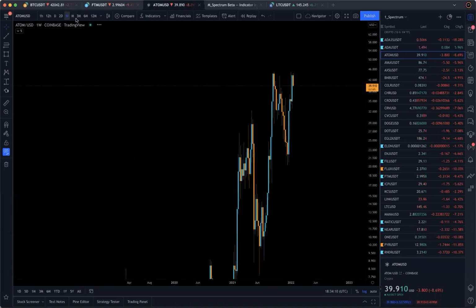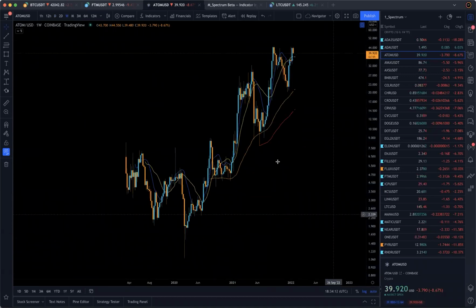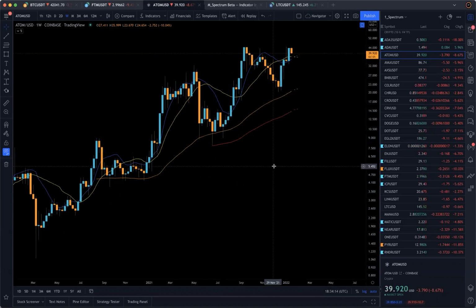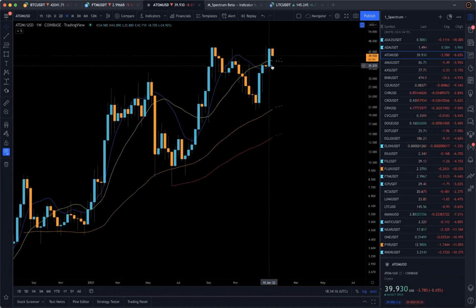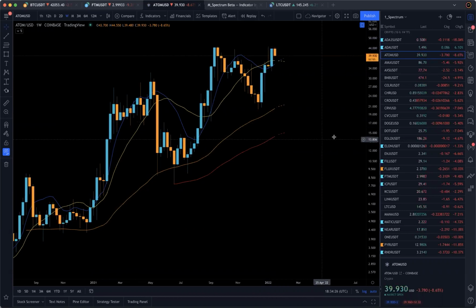Let's look at the weekly. The weekly is also awesome. The ordering is almost perfect. The blue is about to cross over. So if we get a couple of good wicks on the weeks on the upside, then the blue will cross over. In that case, that will be the ideal scenario.